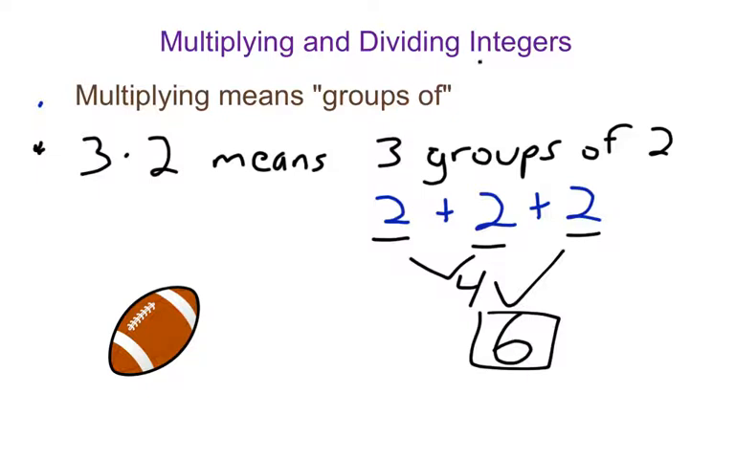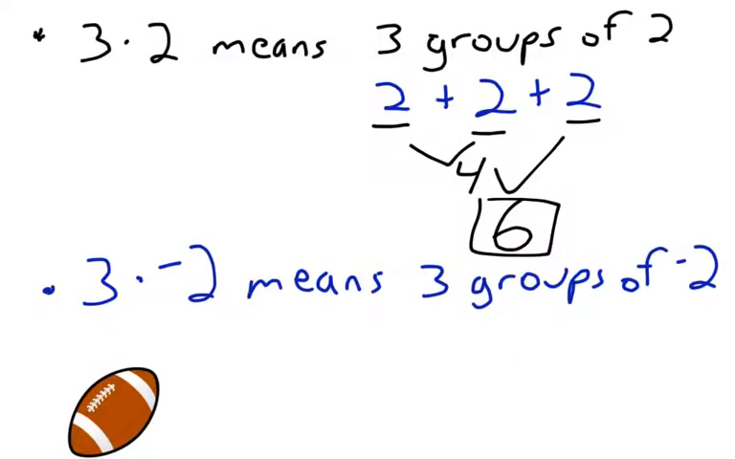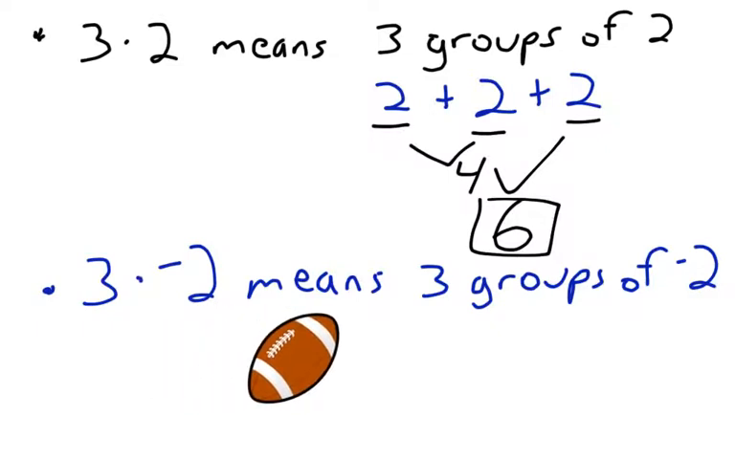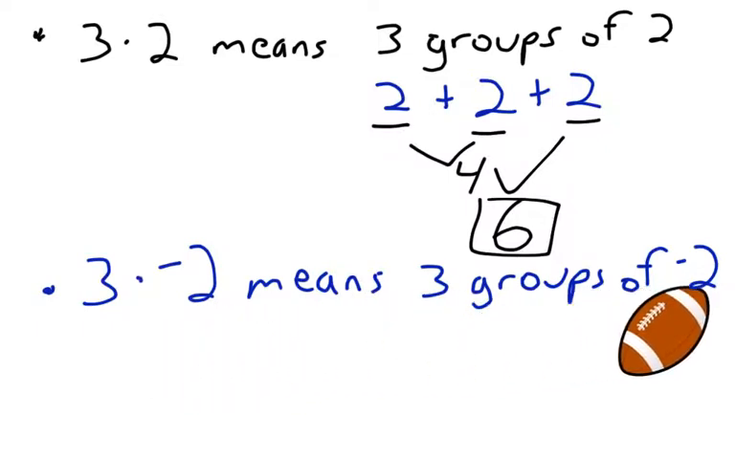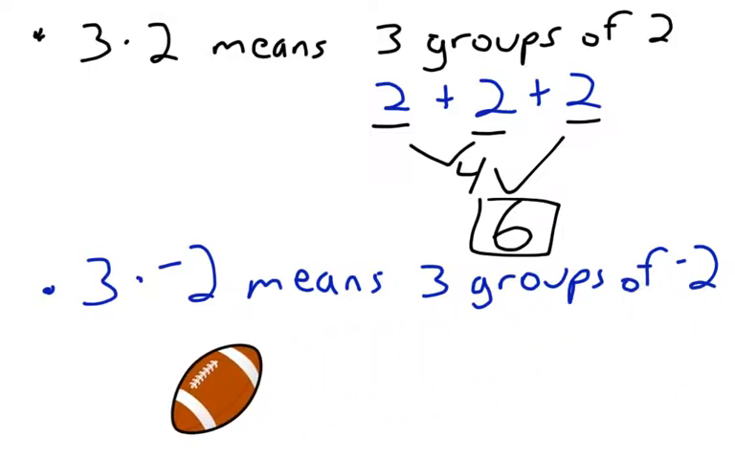But we're going to get into integers, which means including negative numbers and positive numbers. So let's try that same concept with a negative. So 3 times negative 2. Alright, so 3 times negative 2 means 3 groups of negative 2. So how do you think we would write that? Well, before I just did repeated addition, let's do the same thing. So 3 groups of negative 2, so negative 2 plus negative 2 plus negative 2.